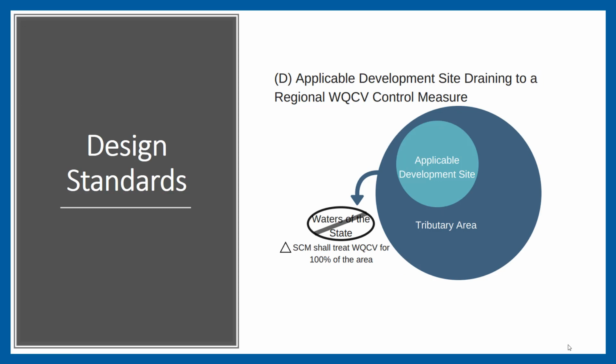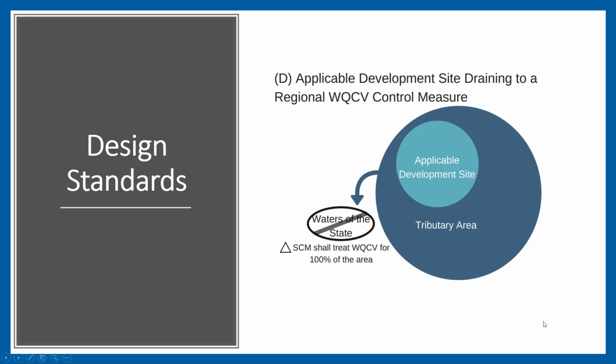All right, so those are the three general themes, and there are some other design standards that play into those themes. One of them is regional treatment. There are two regional treatment standards. This one is where your regional SCM is not within waters of the state, so you're outside of the stream. This standard says that the SCM that it drains to needs to treat 100% of the WQCV for 100% of the area that's tributary to it.